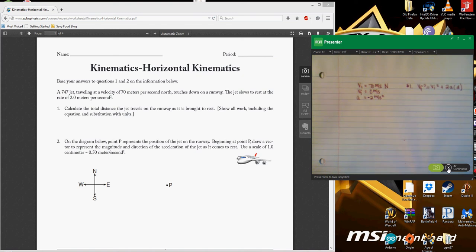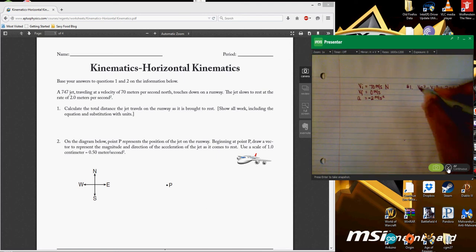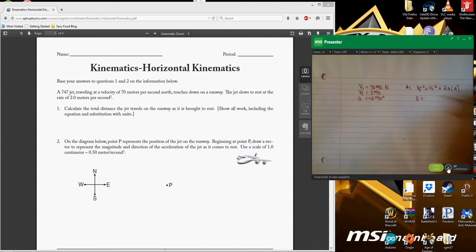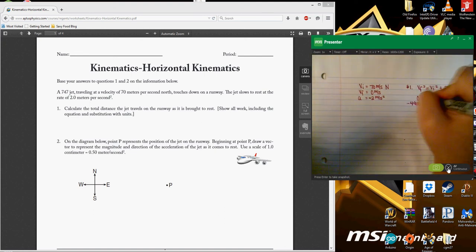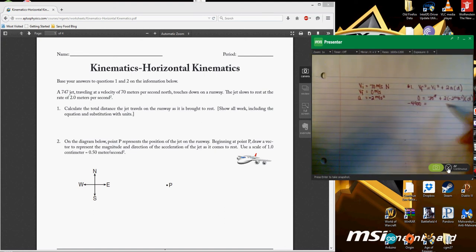So vf squared equals vi squared plus 2ax is the equation we're going to use. And I'm just going to put a d where they have delta x. So we can plug in our variables. We know that the final velocity is 0, which is equal to the initial velocity, 70 squared, plus 2 times negative 2 meters per second squared, times the distance, which is what we're looking for.